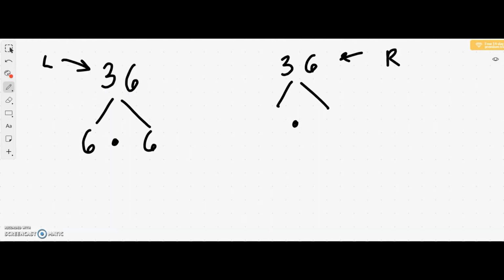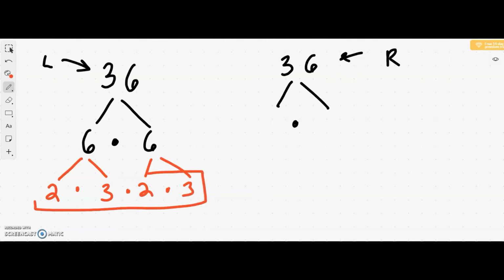So I'm going to take 6 now and think of the factors of 6. What two numbers give me 6? Well, the two numbers that give me 6 are 2 times 3, and let's break down the other 6, 2 times 3. That will be my final answer, which I'm going to show you how to write as an exponent. But let's work with this.